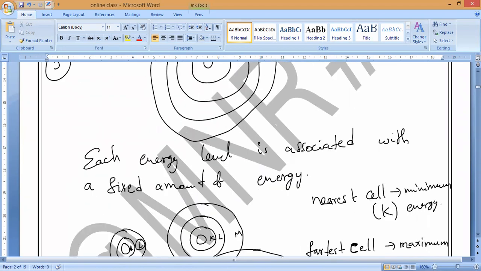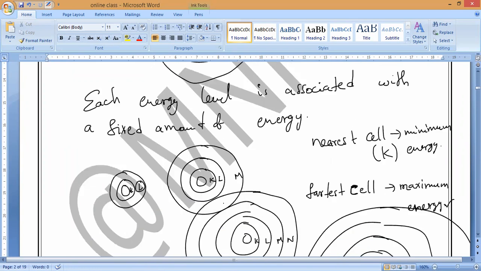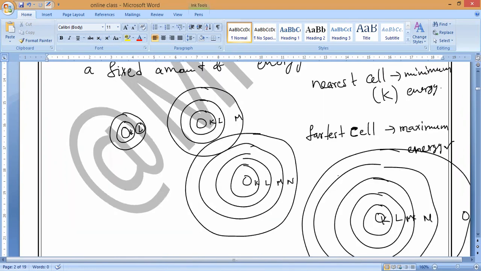So this is the fifth point. What is the fifth point, guys? Each energy level is associated with a fixed amount of energy. So the cells nearest to the nucleus have minimum energy. The cells farthest from the nucleus have maximum energy. Is it okay, guys? Please respond. Yes, sir.